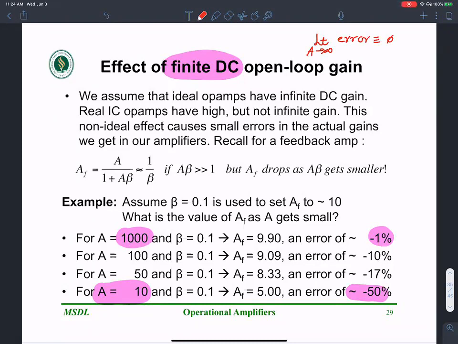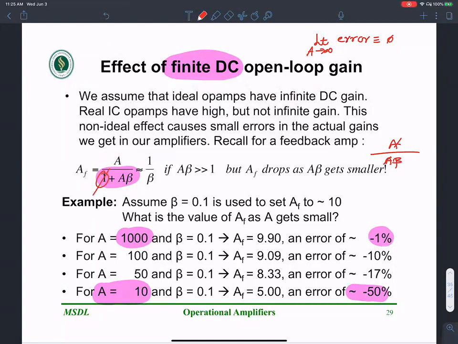Okay, so what error am I talking about? The error in approximating A over 1 plus A beta to be 1 over beta. That's the approximation I'm making, right? At the heart of it, I'm expressing 1 plus A beta to be A beta. So I'm getting rid of this 1.